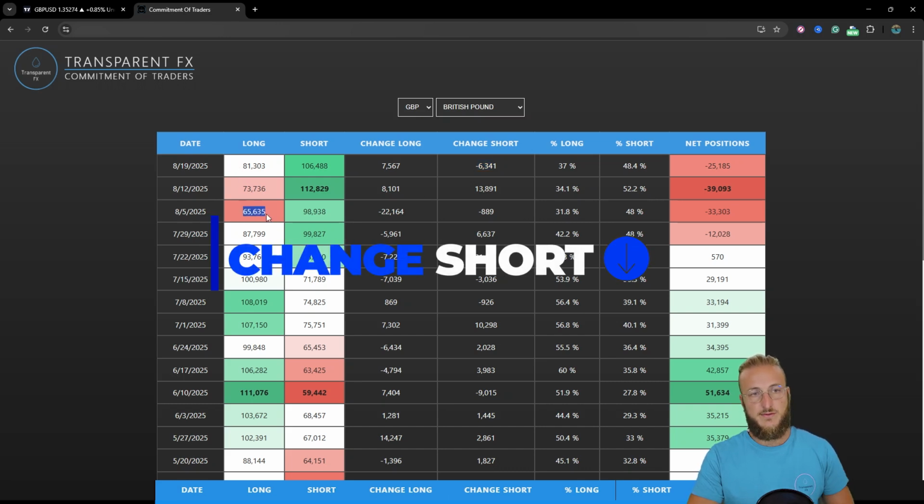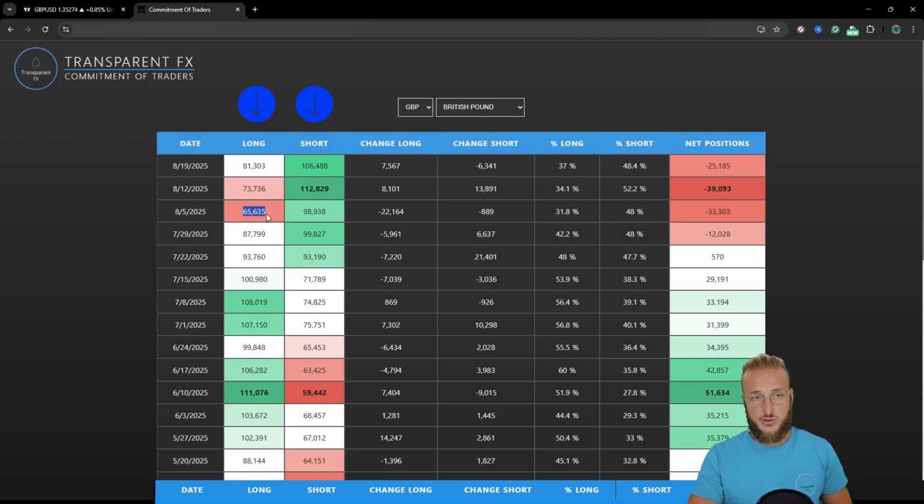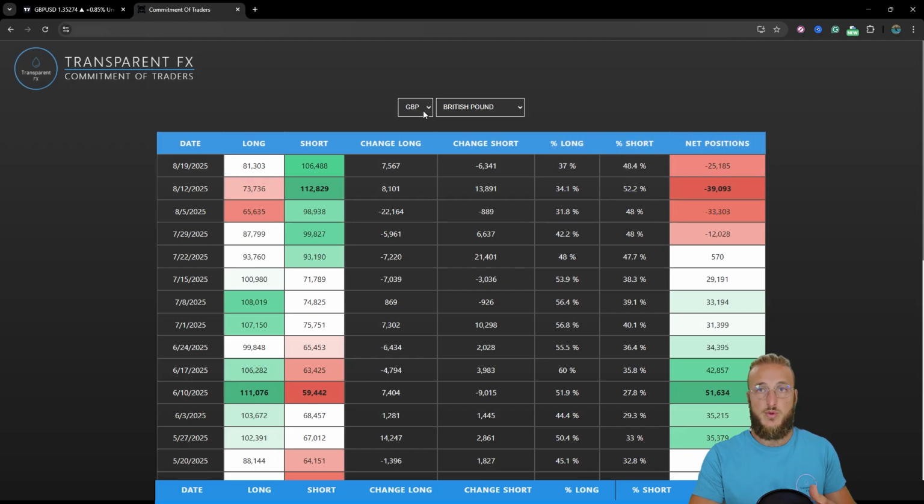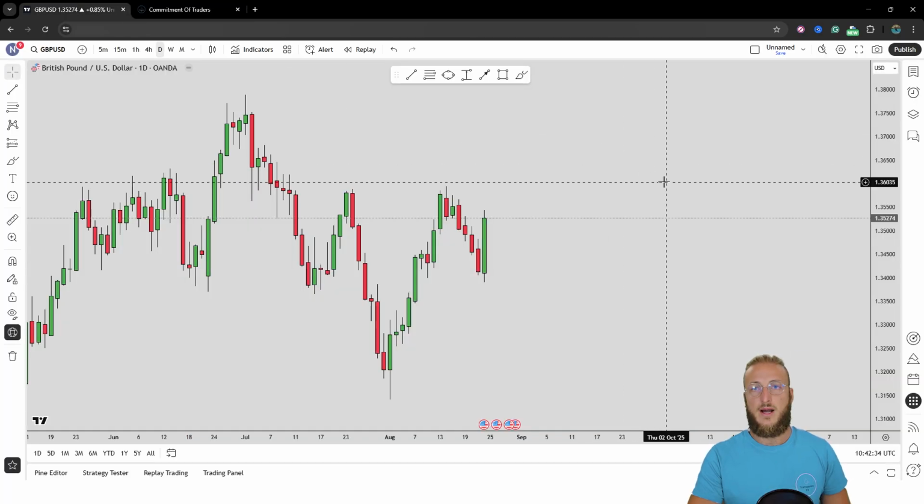from having 65,000 longs from an institutional perspective to now having 81,000 longs from an institutional perspective, and shorts got decreased from 112K down to 106K. So clearly, institutions are moving back to the bullish side for the GBP, so to the bullish side for GBPUSD. Let's keep all of this in mind and move back to the chart.